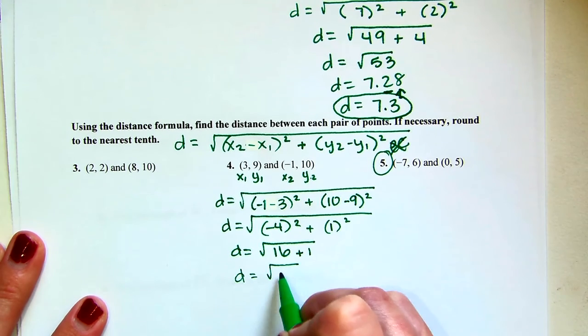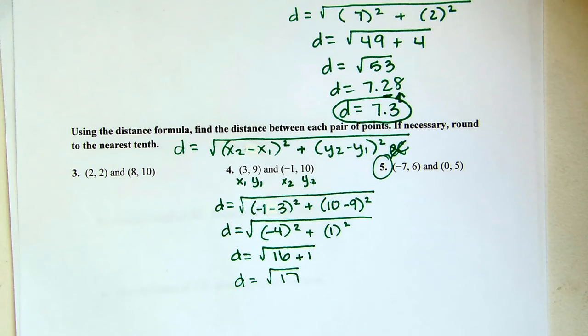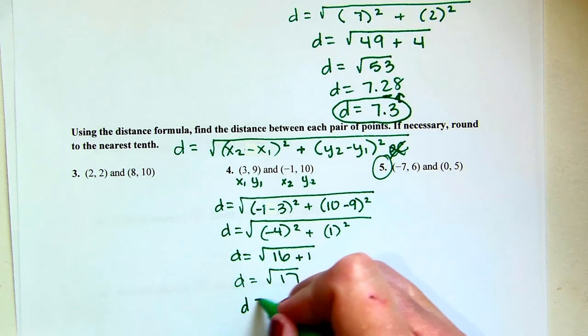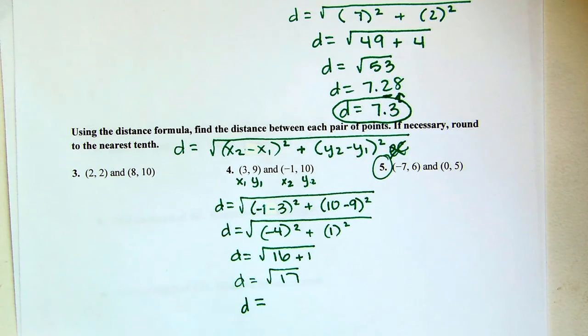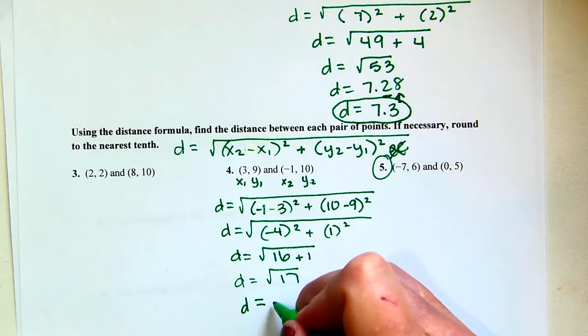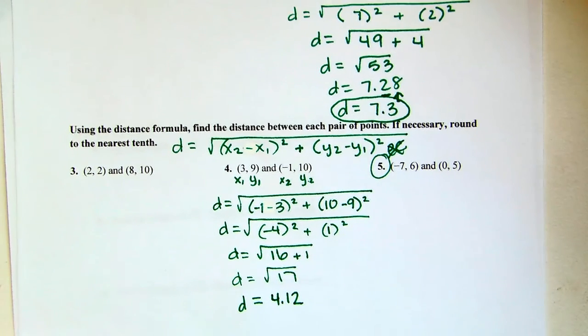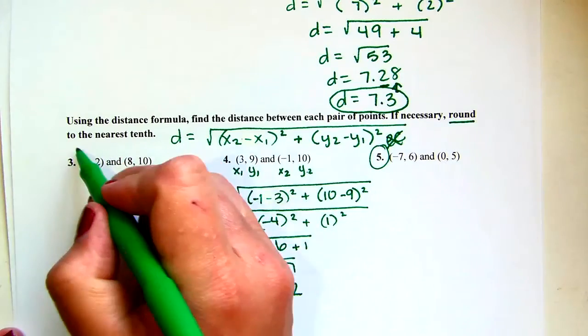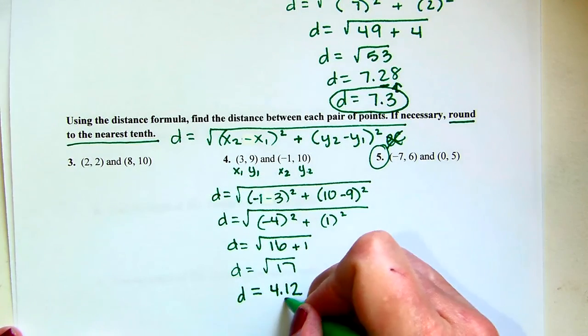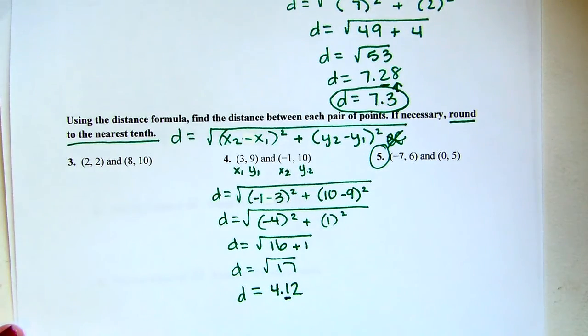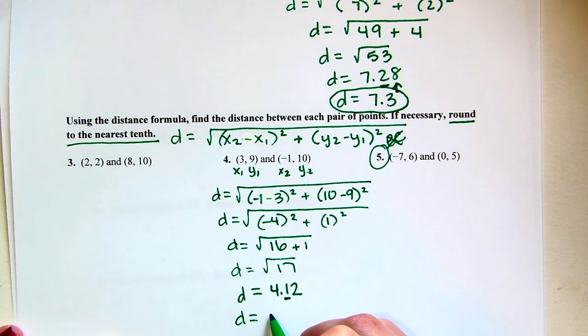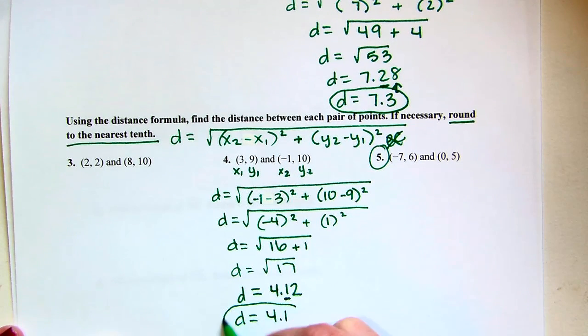And lastly, the square root of 17 is 2.03. Nope, that's not right. 4.12. Sorry about that. So d is equal to 4.12. Now, once again, it says round to the nearest tenth. So here, we're going to take a look at the 1. Is the 1 going to round up, or will it stay the same? In this particular case, if you said stay the same, you are correct. Our final answer is 4.1.